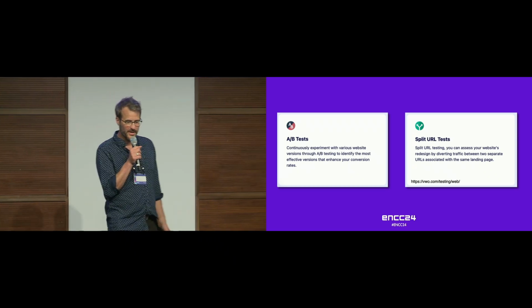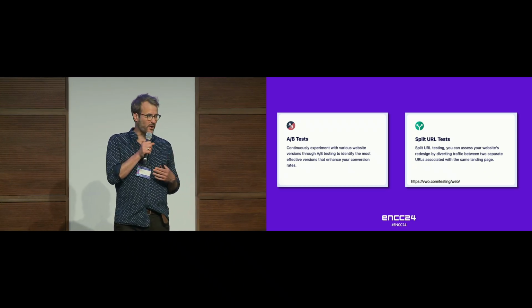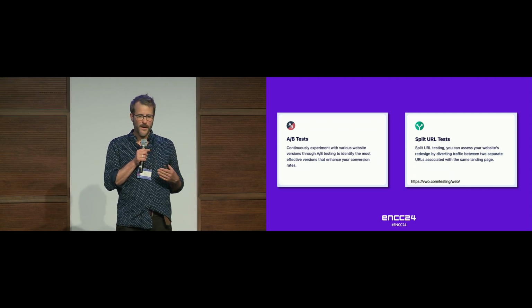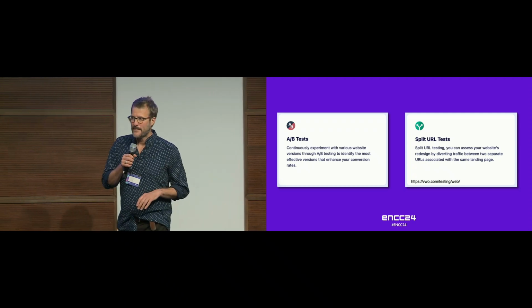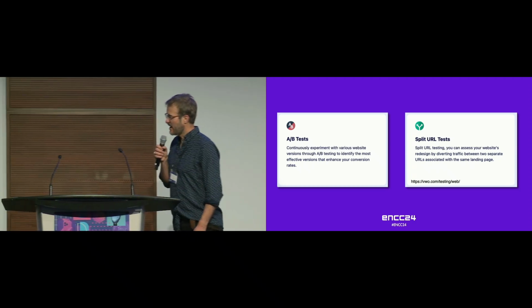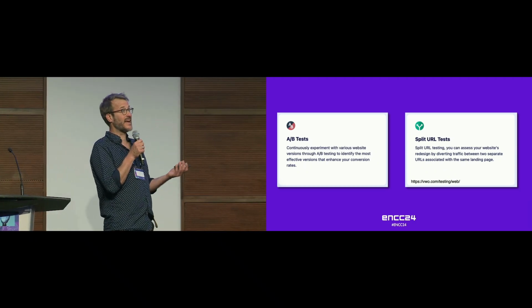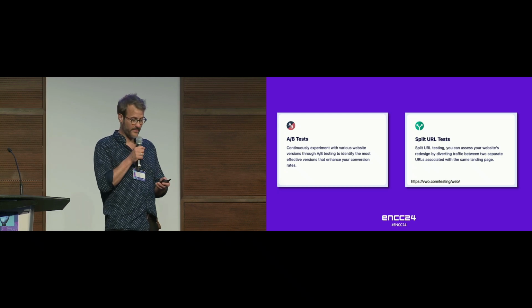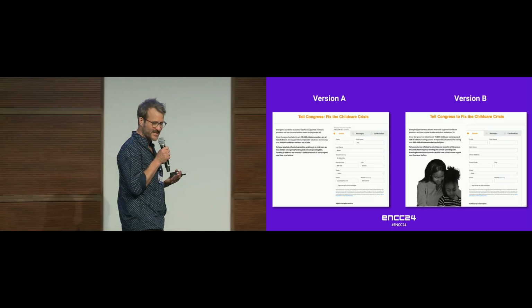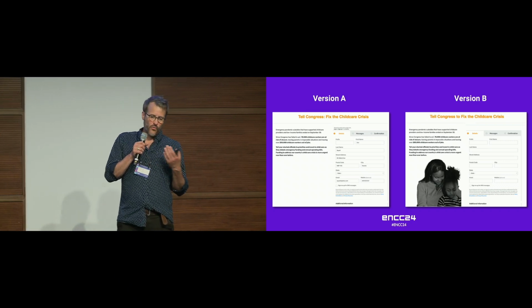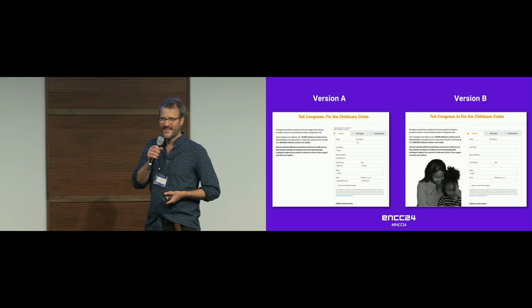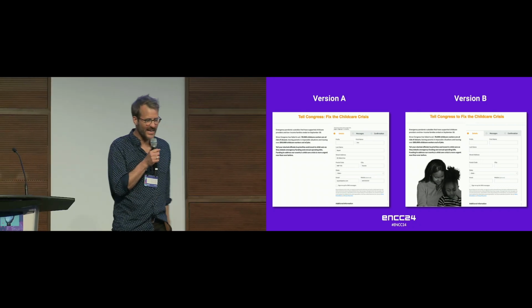The 2 types of tests that you can do are A/B tests, so experiment with various website versions, or split URL tests. I'll explain this in a moment. So these 2 types of tests help figure out which of 2 different versions of a web page works better. Here's an actual test. You can probably guess which did a little bit better. One with an awkward headline and no image, the other with a slightly better headline and an image.